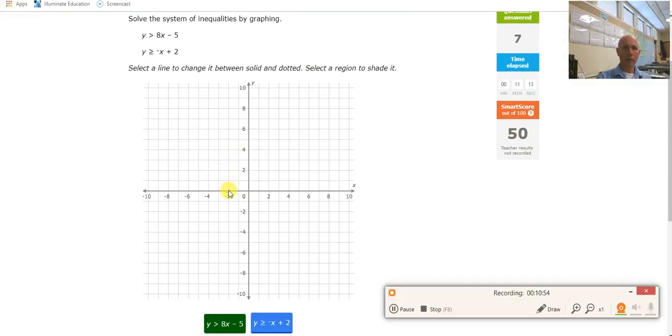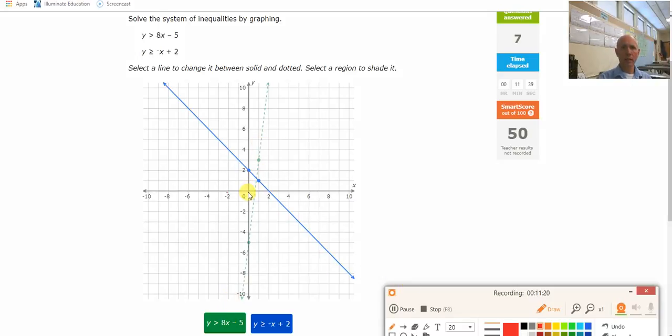Hopefully this graph's nicer now. So -5 going up 8 over 1, and it's supposed to be dashed. Okay, this one I'm starting at 2, down 1 over 1. It's supposed to be solid. That's good. Let's test 0, 0 against the green line. 0 is greater than -5. That's true. This point is true with regard to this line. And now against the blue line, is 0 greater than 2? That's false. 0, 0 is false with the blue line, so I'm shading above the blue line. So it's going to be this region up in here.